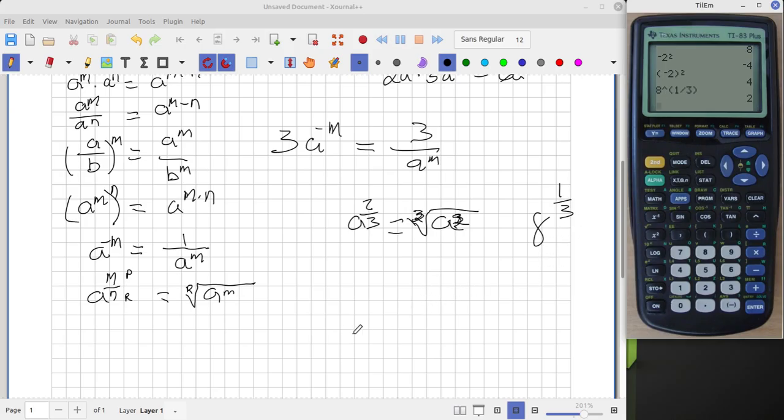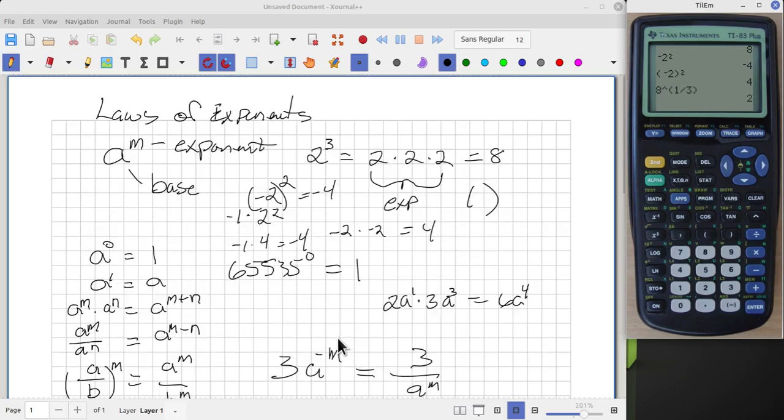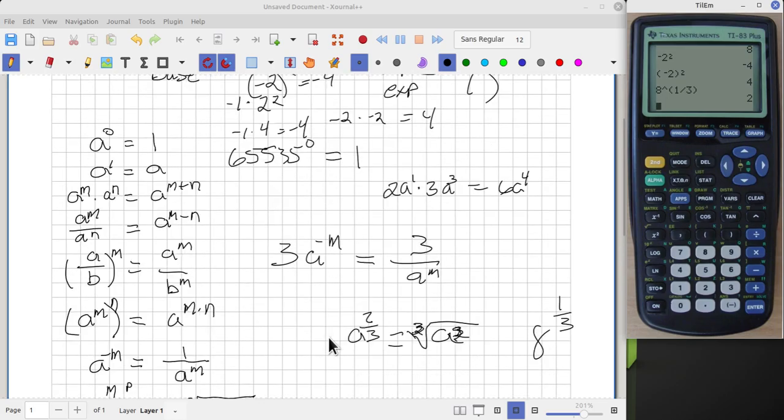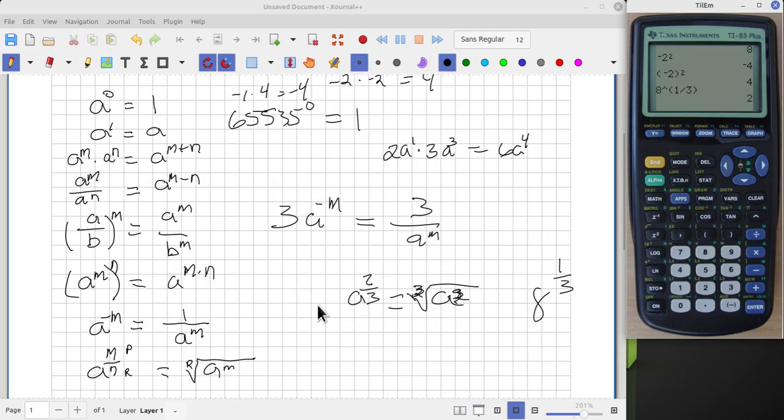So power over root. Okay, that's a pretty quick introduction to the laws of exponents. So you might want to review that. This is going to come in. We're going to be dealing with exponents in the video covering decibels.